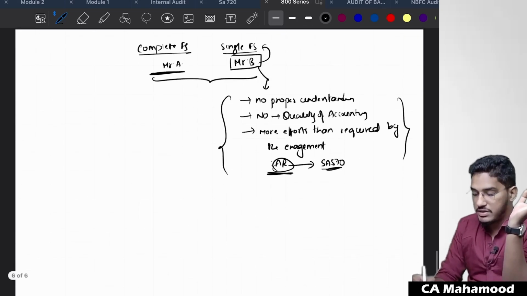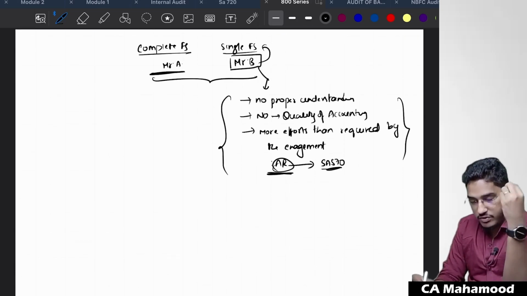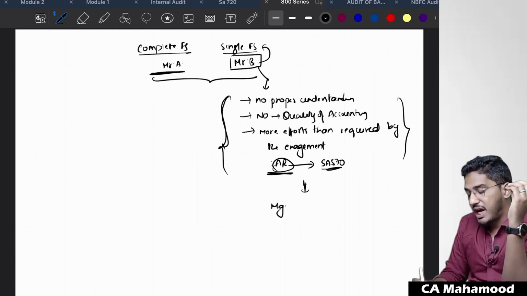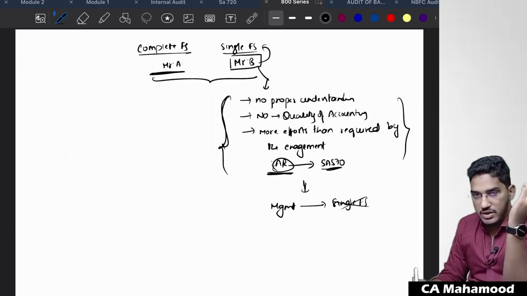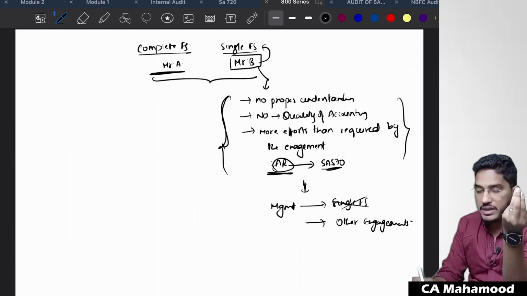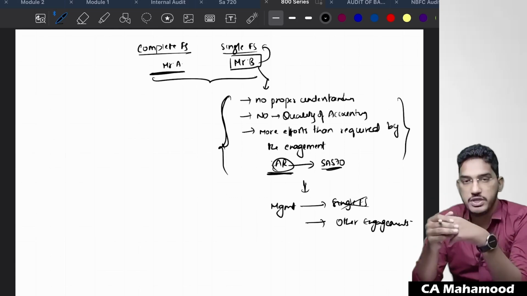Then what should you do? If you are appointed only to conduct the audit of a single financial statement and you are coming across these kinds of problems, go to the management and say, sir, it will be inappropriate for me to do a single financial statement audit. Why? Because all these problems are there. Let us decide on some other engagement. Advise them what other kinds of engagements you can do in order to achieve that objective.